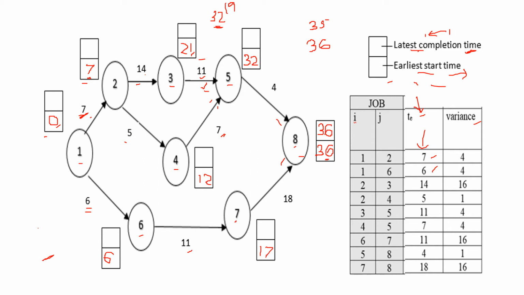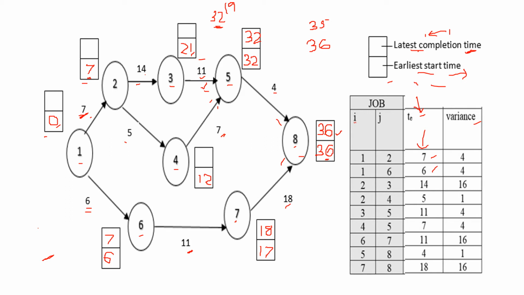In the forward pass, we were adding the values. So in the backward pass, you have to subtract. So come here, 36 minus 4, that is 32. Okay, 36 minus 18, that is 18. 18 minus 11, that is 7.